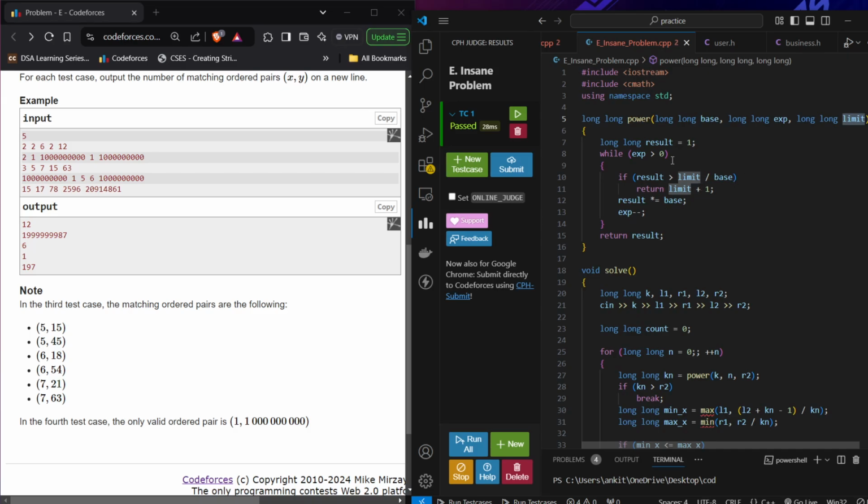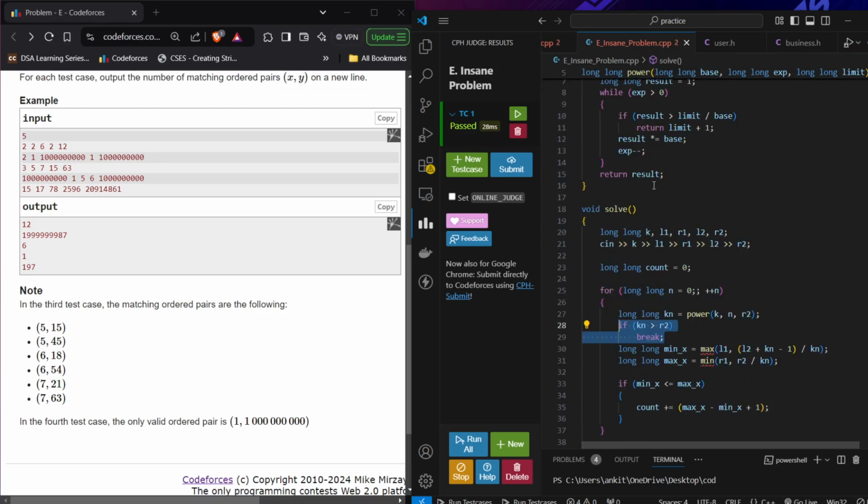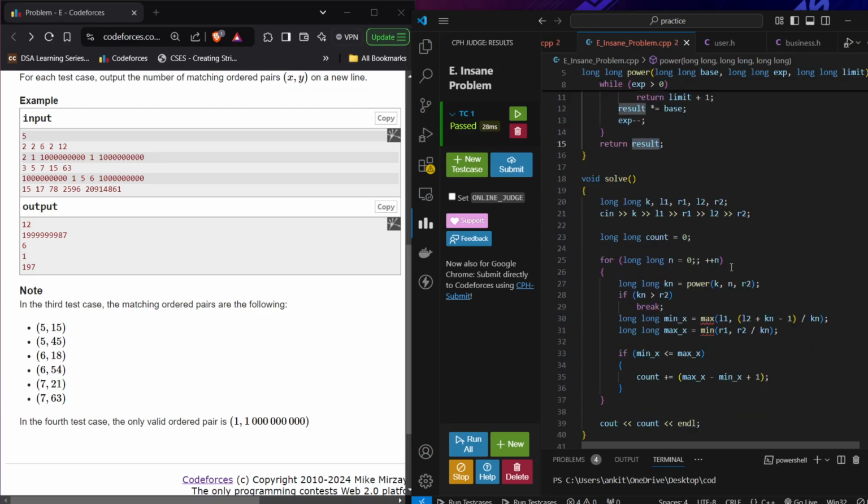What I'm doing in this function is initializing the result with 1, and while my exponent count is greater than 0, continue. In every iteration multiply the result with the base value, and if the result exceeds the limit divided by base, return limit plus 1, because this will be a very large value. So if it is greater than the limit, it will break out. Finally, return the answer. Okay, this is the one thing that we have done.